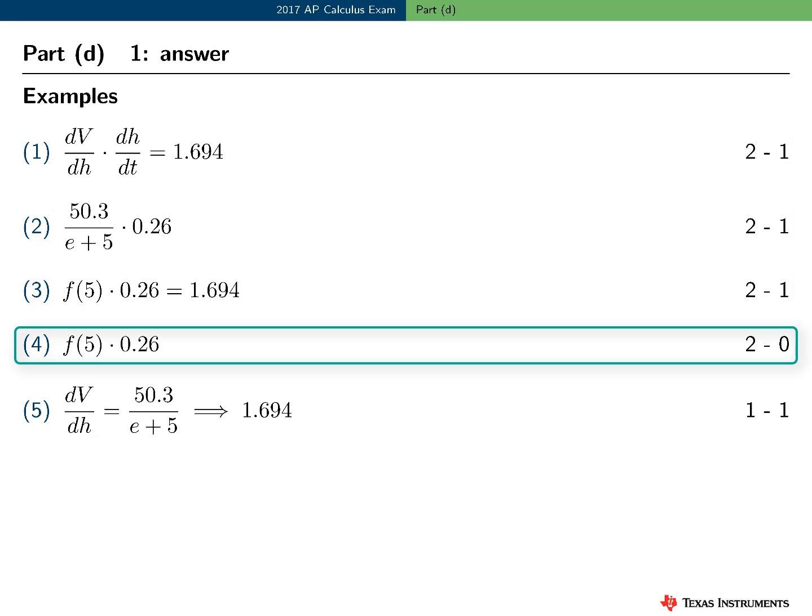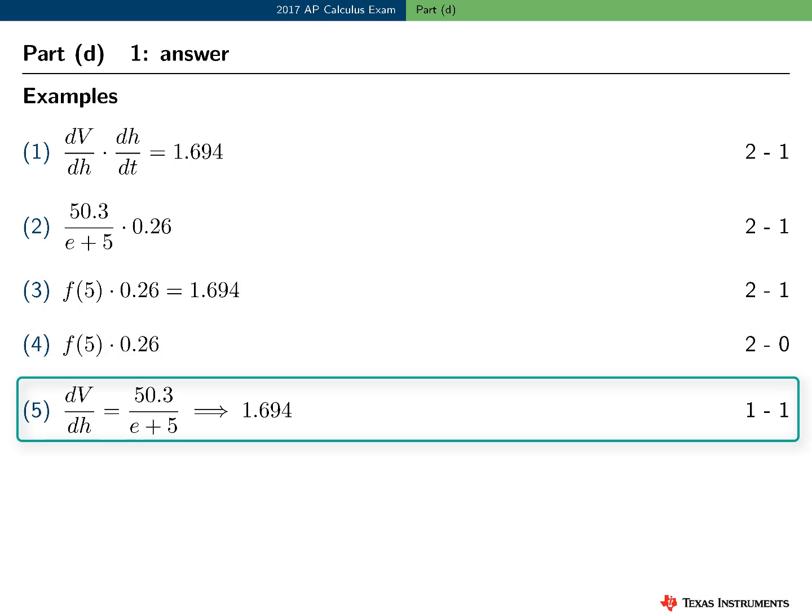In example 4, the student has minimally conveyed the correct expression for dV/dt. Without any other work, this earns 2 points. Note that this is not a numerical answer. The student did not evaluate f of 5, and therefore does not earn the answer point. And in example 5, the student earns one of the first 2 points, and the answer point. They have conveyed the FTC point, but not communicated the chain rule.